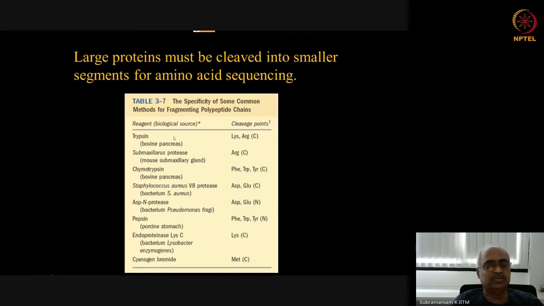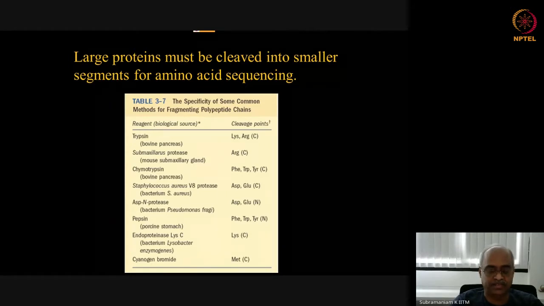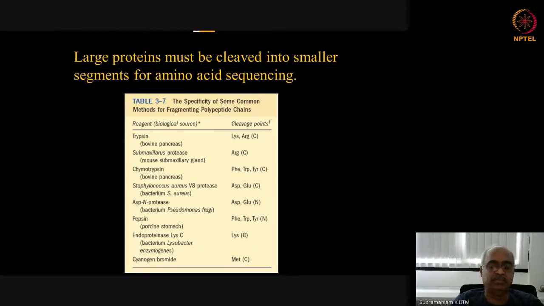Okay. So using these proteases, you break the polypeptide chain into smaller peptides, and these peptides are separated using high performance liquid chromatography. This is a modified version of the chromatography techniques that we learned. And the separated peptides are then individually sequenced using the Edman degradation.